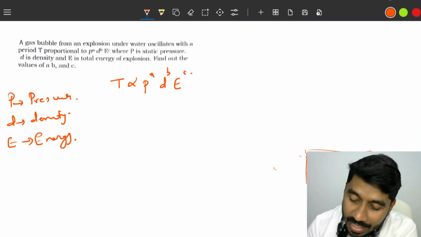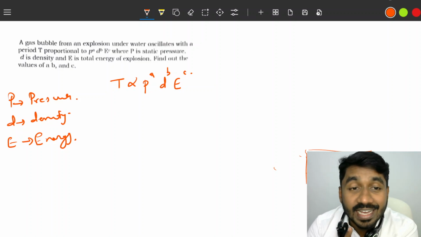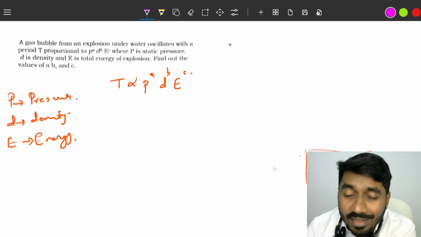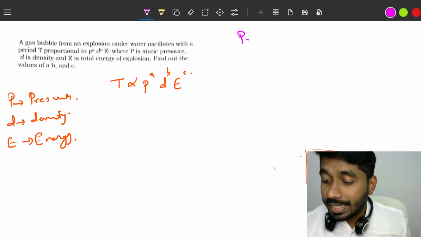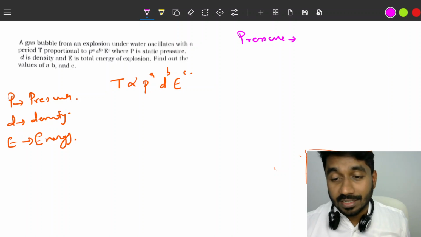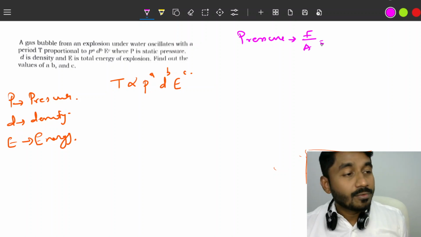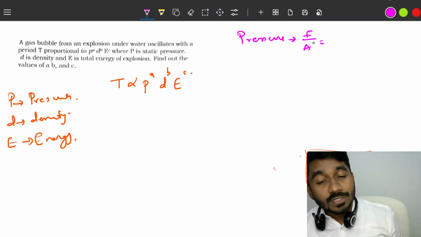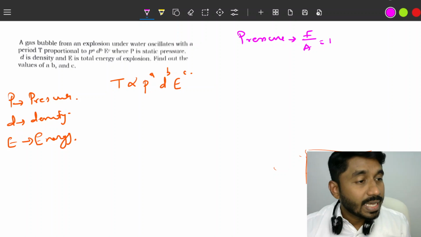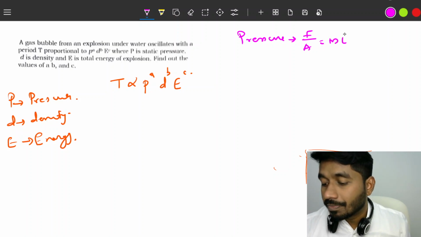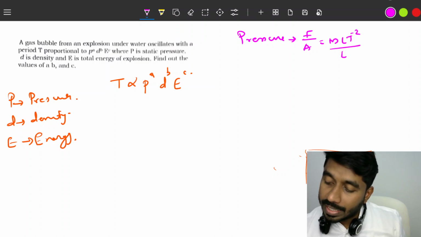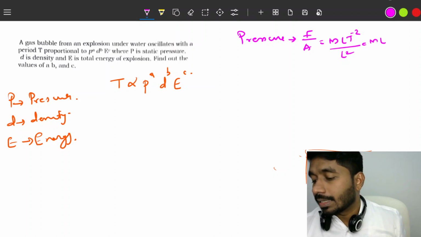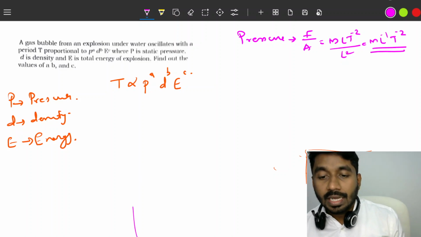Let's listen everyone. So first step, write the dimension of each quantity. Let's change the color. Alright. So first write the dimension of each quantity. I already gave you the dimension of pressure. It is force by area. We will get the answer: force is MLT raised to minus 2 by L square. It is ML raised to minus 1 T raised to minus 2. We got it right.